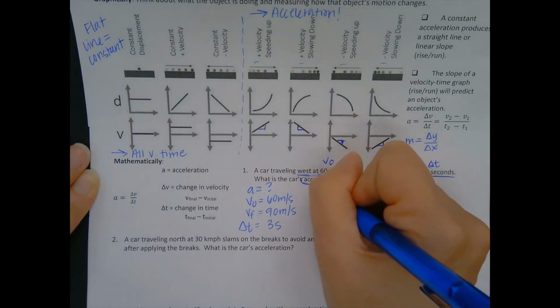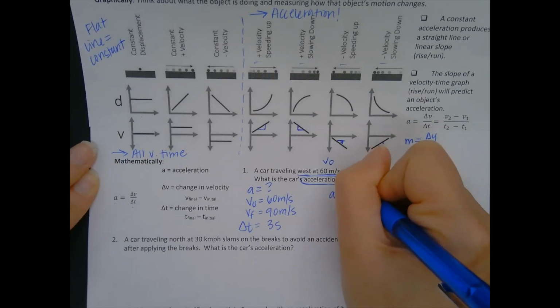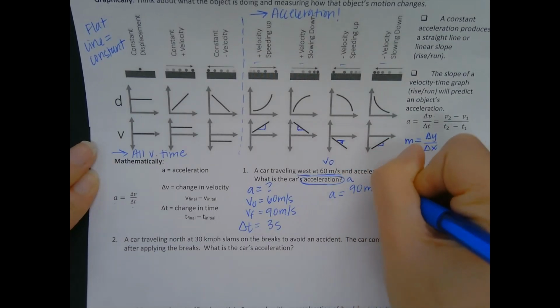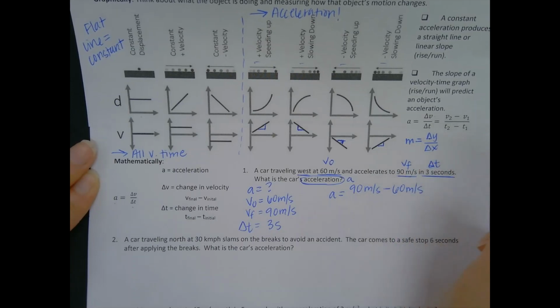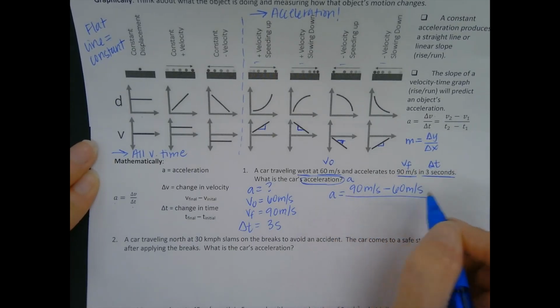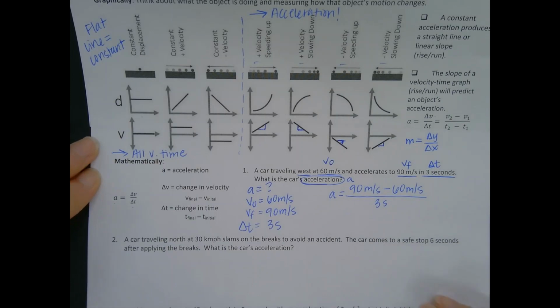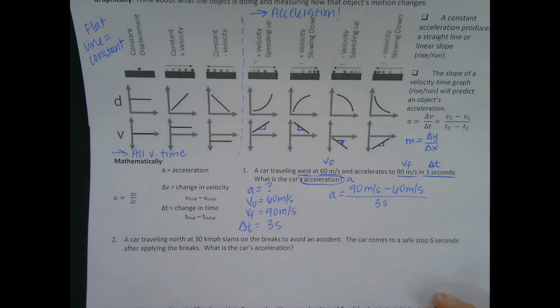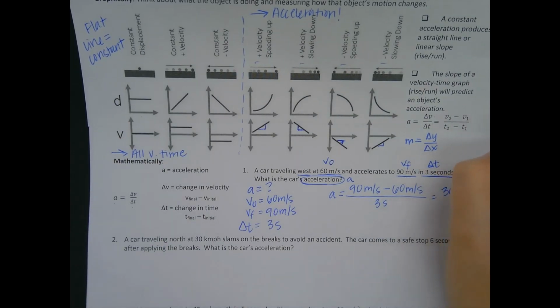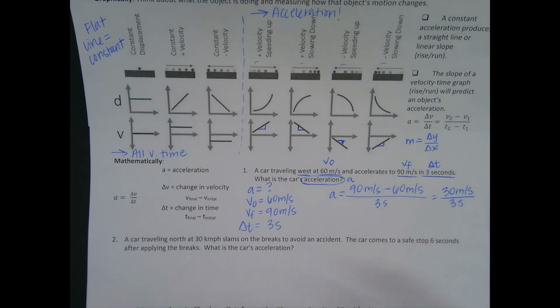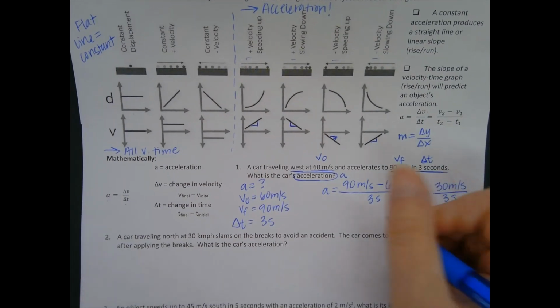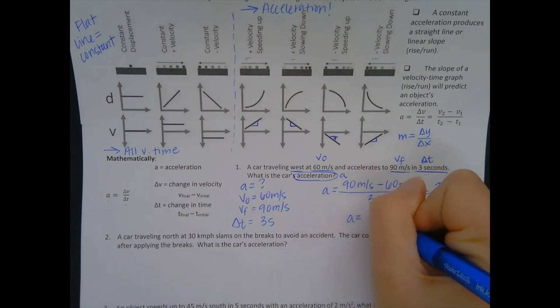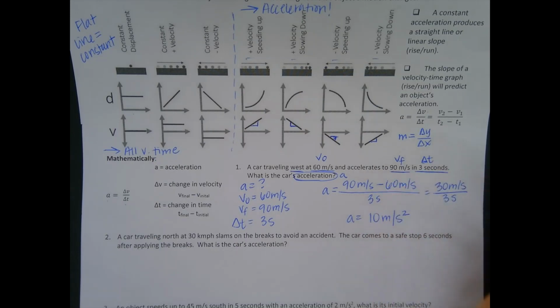So in order to solve, acceleration equals my final velocity, 90 meters per second, minus my initial, 60 meters per second, divided by my time, which is 3 seconds. So 90 minus 60 is 30 meters per second, divided by 3 seconds. So then I know that 30 divided by 3 is 10. So my acceleration is 10 meters per second squared, because it's per second per second. Okay, they don't cancel. It's per second per second.